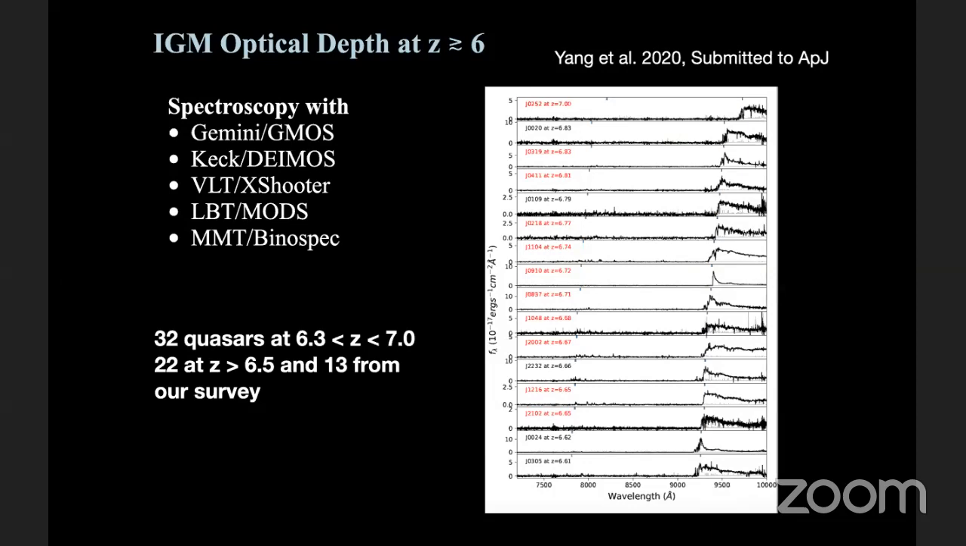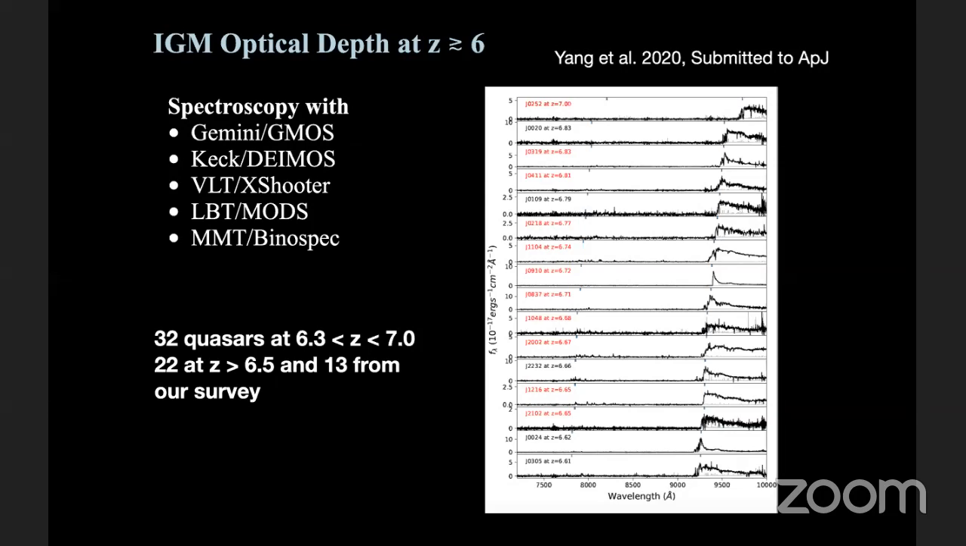So I'm using 32 quasar sightlines, including quasars at redshift 6.3 to 7. I'm taking deep optical spectroscopy of these quasars, and we get these quasar spectra showing in these 2 figures. We can see our quasars shown here with the names, right from our new survey. So we can see our survey has already contributed a lot to the sample build-up.